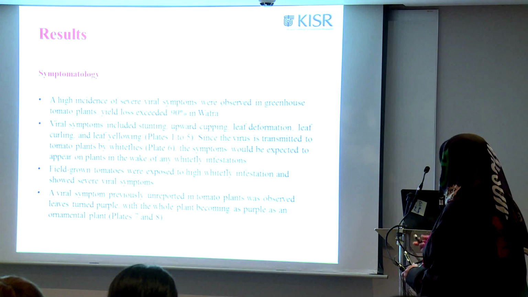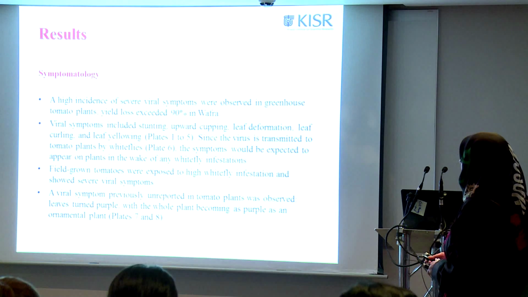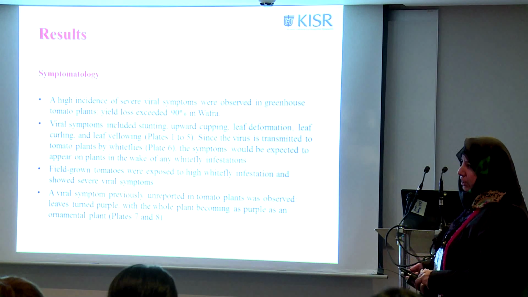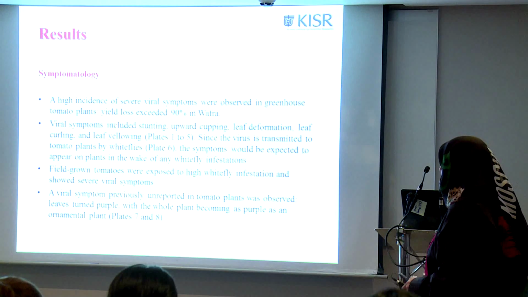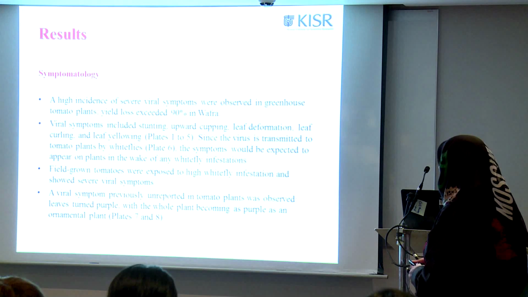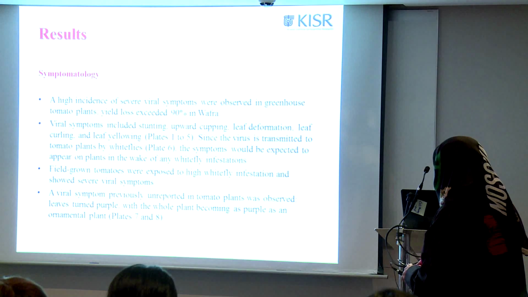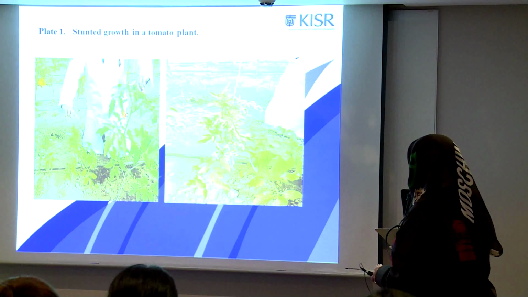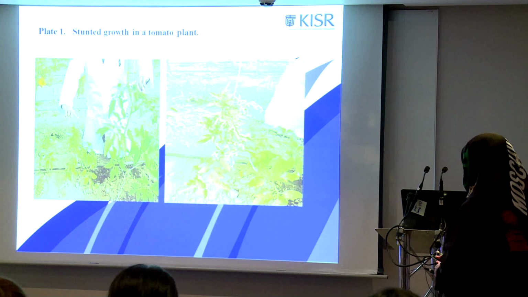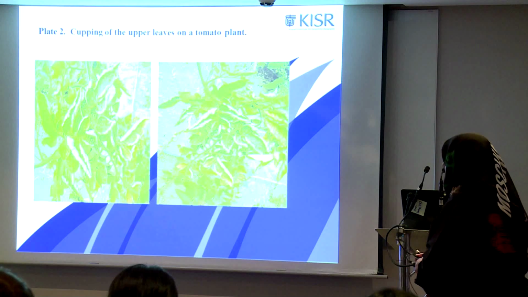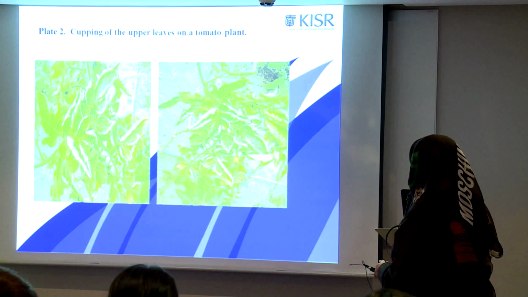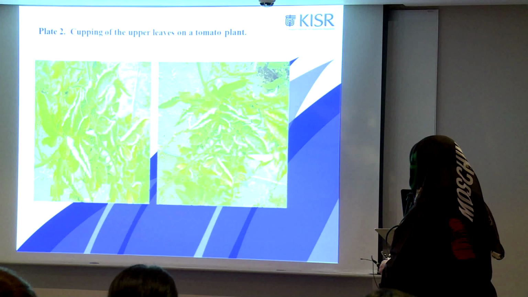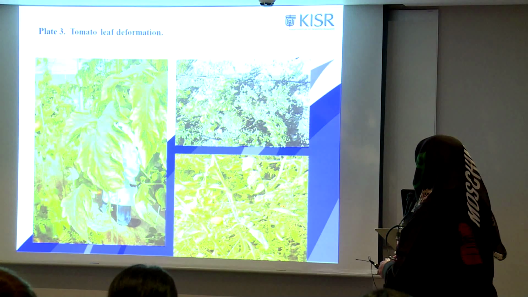Here the symptomatology, which we found, was a high incidence of loss, about 90% of the crop we lost. Viral symptoms were varied. I'll show you by pictures better. Here the stunt in the growth, you can see clearly this is the healthy one and this is the diseased one. And you can see the leaves, how they are upward curling. The cupping, upward leaves, this is a symptom of the TYLCV. Also the leaf deformation.